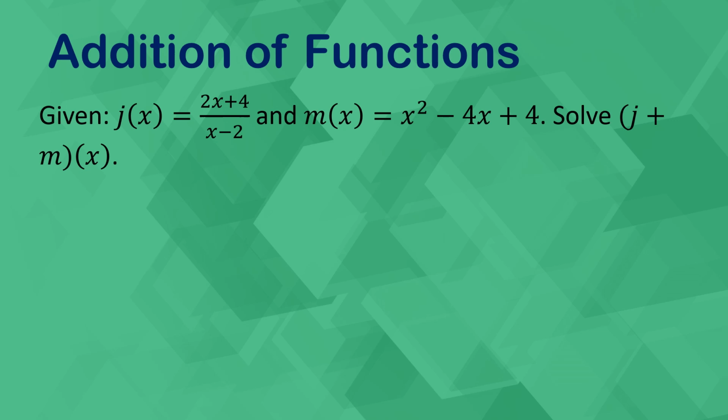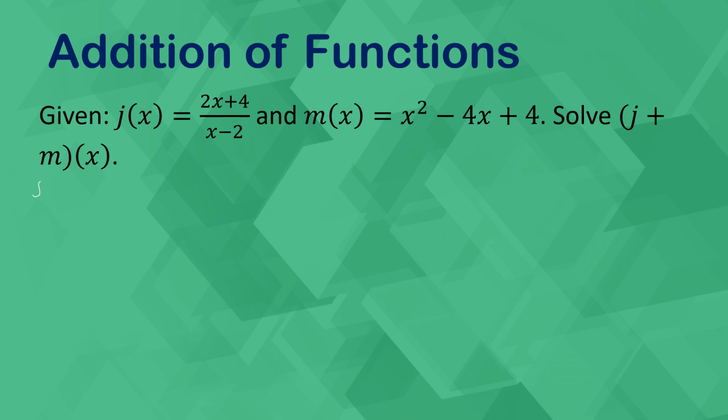Let's have the fifth example. J of x is equal to 2x plus 4 over x minus 2. This is a rational function. And m of x is equal to x squared minus 4x plus 4, a quadratic function. We solve for j plus m of x.